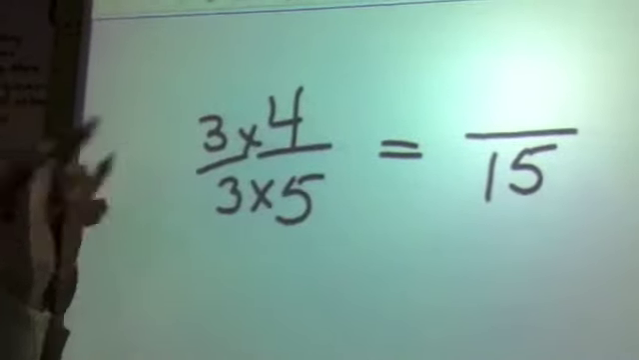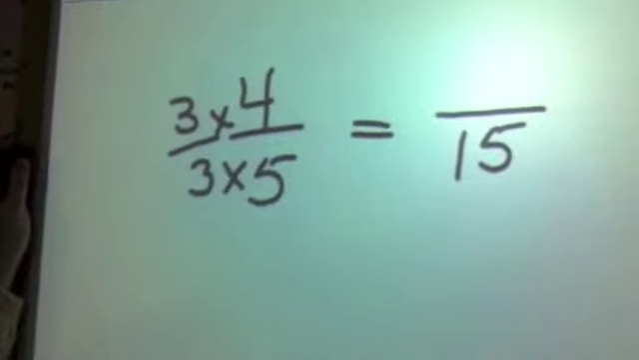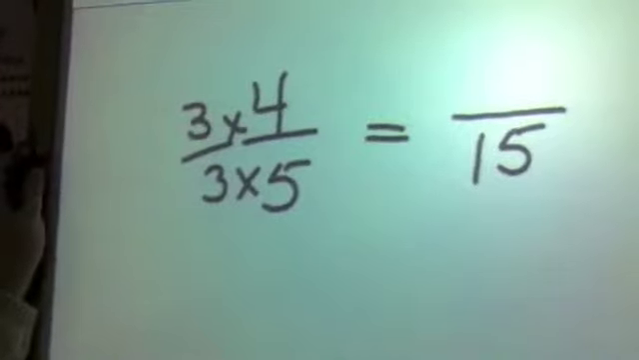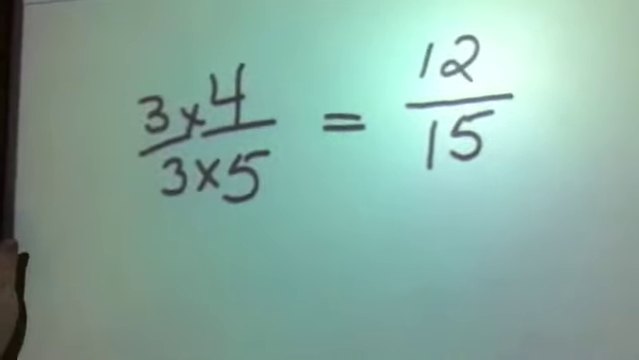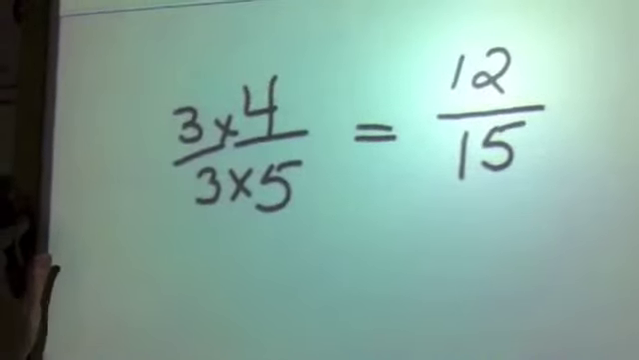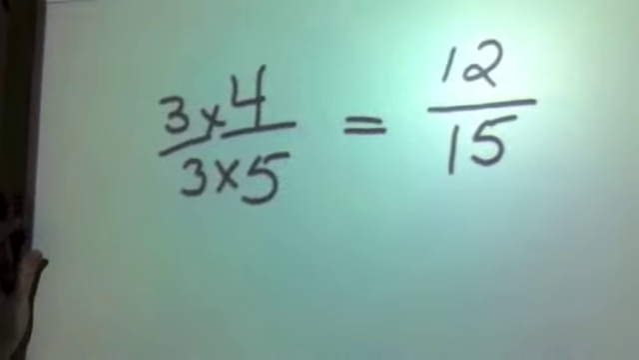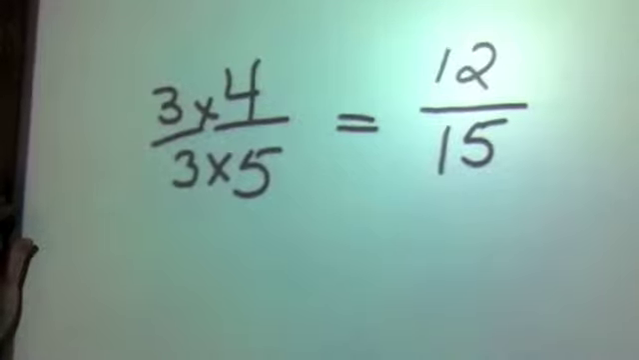So the 3/3 is still multiplying by 1 whole, and so 3 times 4 happens to be 12, and 3 times 5 is the 15. So now I have an equivalent fraction to 4/5, which is 12/15, and it is in that common denominator of 15.